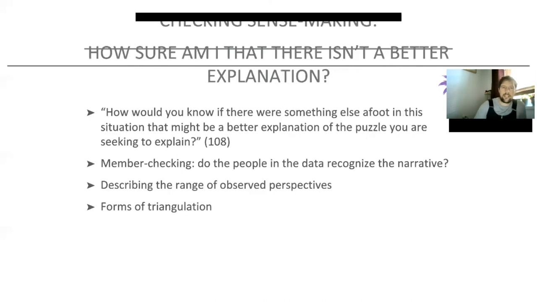And then checking sense making. How sure am I that there isn't a better explanation? This is really important when you do abductive reasoning, of course. In one of my master's theses, I worked on Stephen Harper's justice policies. He was prime minister from 2006 to 2015, and he had this big get-tough-on-crime agenda the entire time, but crime had been falling for 15 years before he became prime minister. So it's pretty weird. It didn't make a lot of sense.